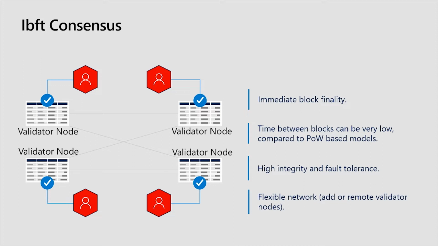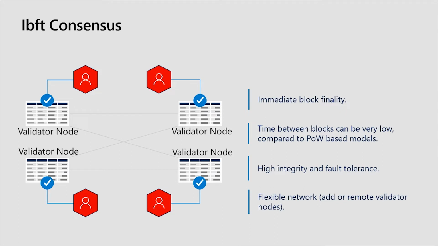Much more than we can get into in this conversation, but it's a kind of mathematical term around this consensus model. Some of the attributes around it are immediate block finality. There's a very low time between blocks, so you can imagine that we see a lot higher throughput with this. Very flexible for adding and removing nodes in the network and such. Okay, and now what I would like to do is jump into a demo.